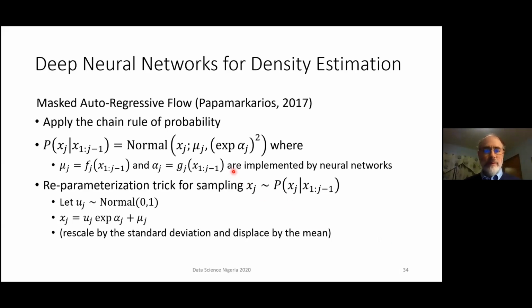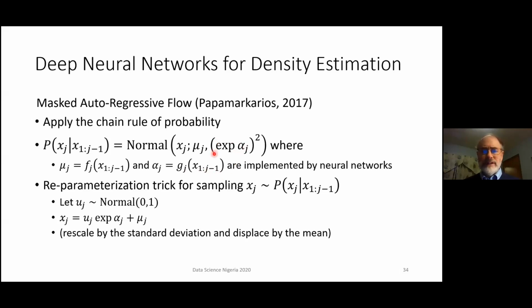They're going to implement each of these conditional probability distributions as a Gaussian distribution, where the mean is a neural network function of the values x1 up to xj minus 1. And the variance, actually a standard deviation function, is also a neural network fitted to the data.